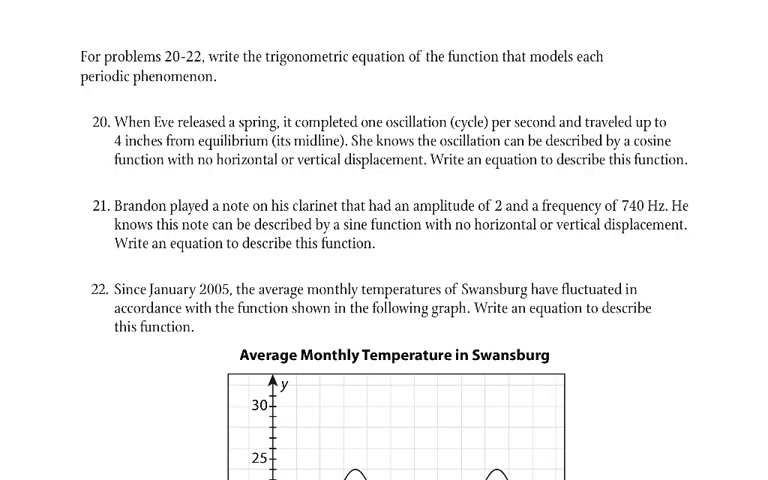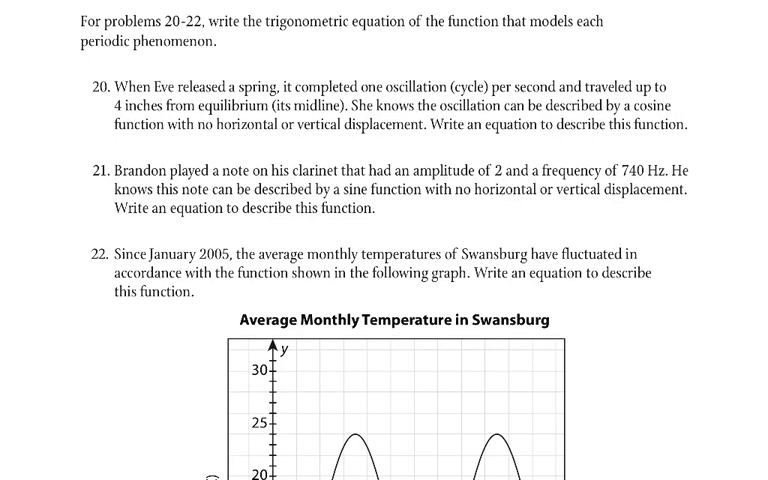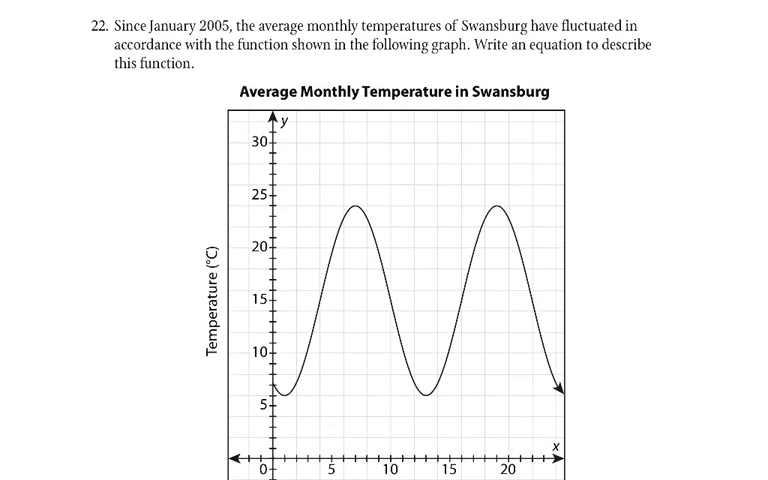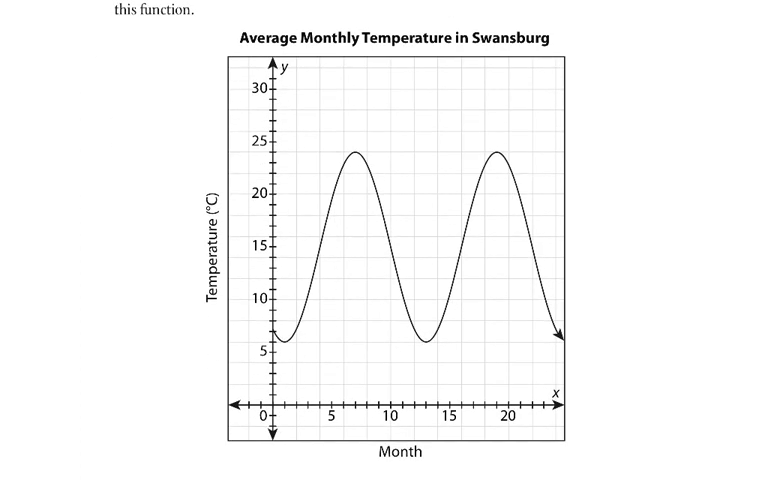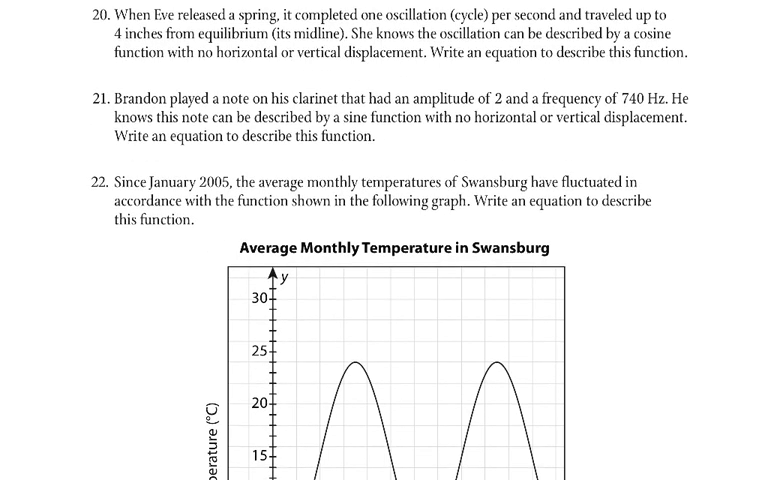Alright, now let's take a look at these last problems. We're going to use this story problem and graph to solve. So we've got the average monthly temperature in Swansburg. Okay, the temperature as seen on the y-axis, the month on the x. We can see we've got a periodic phenomena going, which makes sense with temperature, right? Except for this month. Here, when Eve released a spring, it completed 1 oscillation cycle per second and traveled up to 4 inches.